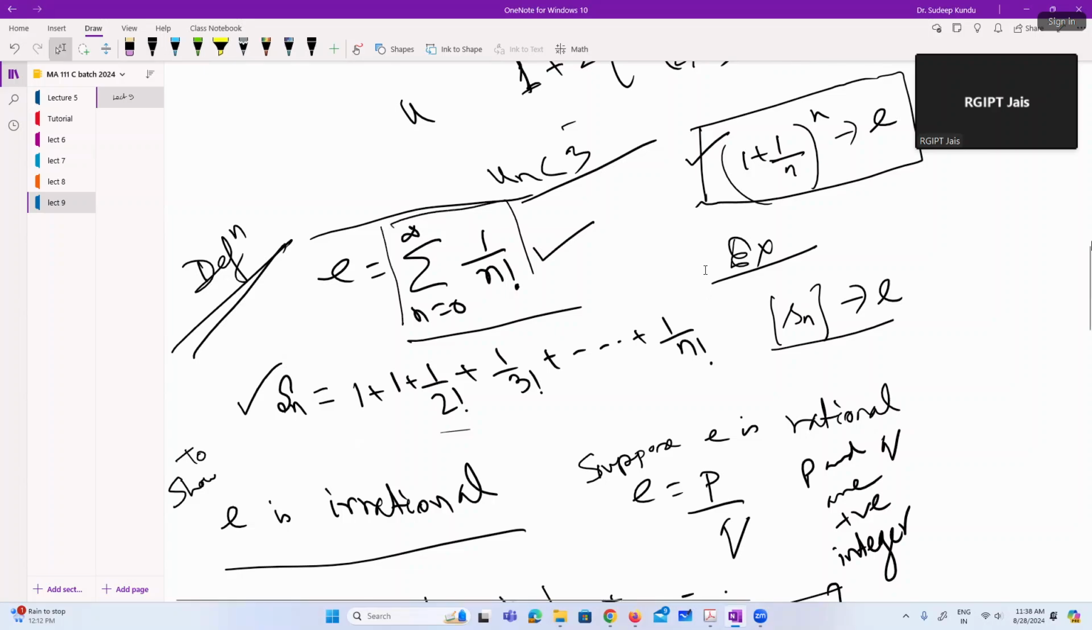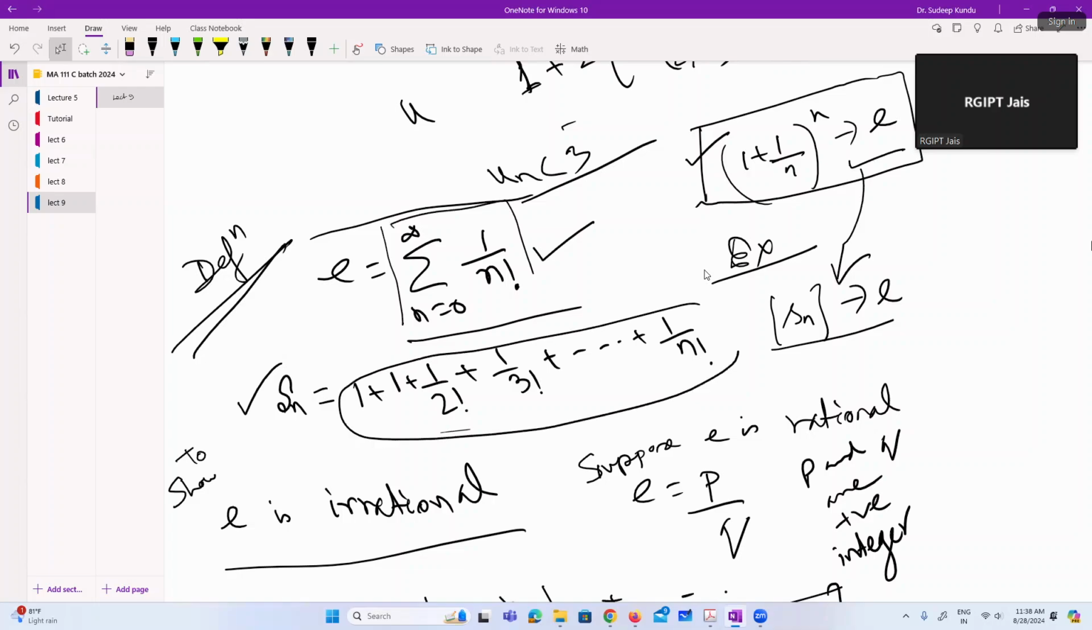Is it clear? So first you already know this. Using this, you have to show that for this sequence the limit is e. Once this sequence converges to e, and this sequence is nothing but the sequence of partial sums for this series, this series will also converge to e. Because already you know, right? Whether a series is convergent or divergent, you can check according to the sequence of partial sums. Is not it?